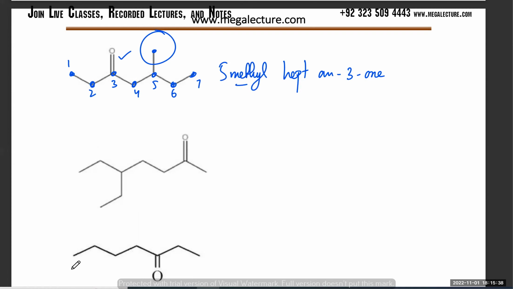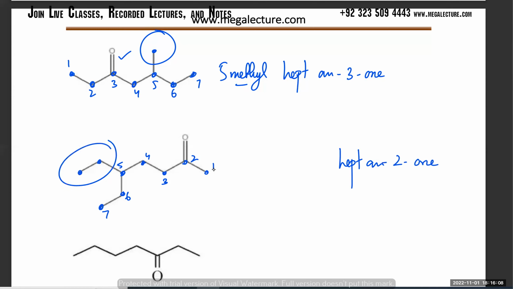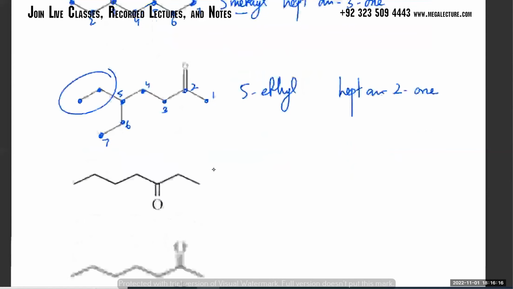ठीक है. I'd say the longest chain, I guess it's 1, 2, 3, 4, 5, 6, 7. That's the longest chain. ठीक है, and you're going to count from this side. कितने हो गए? 7 हो गया फिर से. अच्छा, so again it's a ketone, so it's heptanone, or the ketone is at 2, and now there's a 2 carbon atom branch on the fifth one. That's ethyl, and that's on the 5th carbon atom, so it's 5-ethyl. I see it is simple.